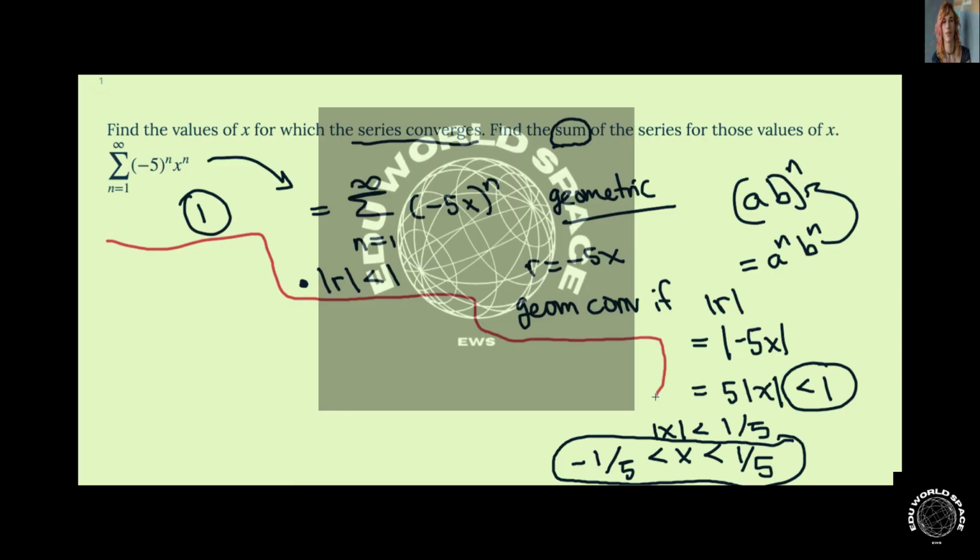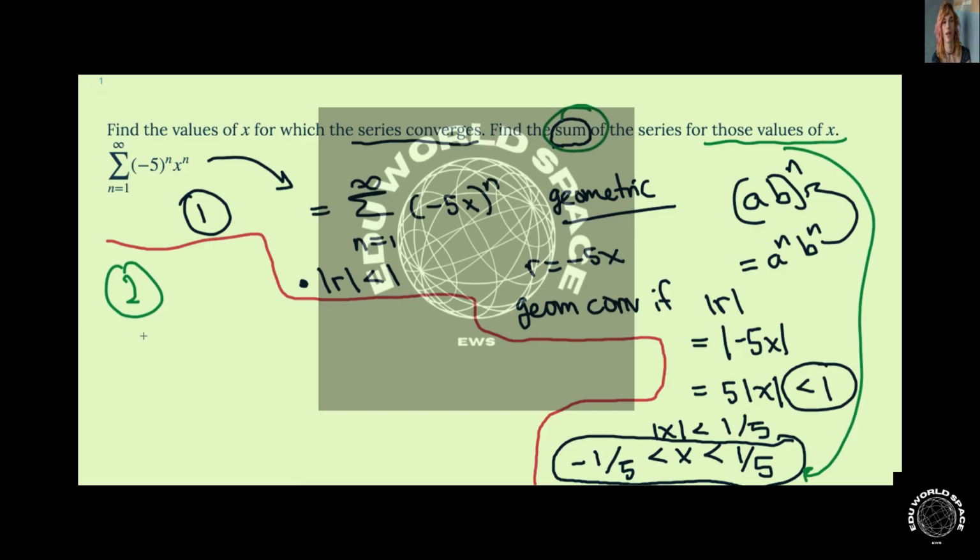So let me try to save some space here. That's part one. Now for part two, for those values of x, the ones that we got in part one, the ones in which it actually converges, we assume x is between negative 1 over 5 and 1 over 5. And now, since it converges, let's find what the sum of the series is.